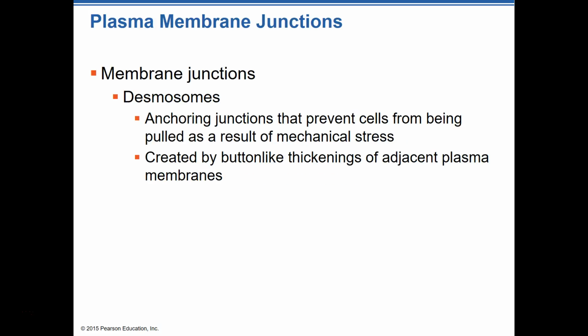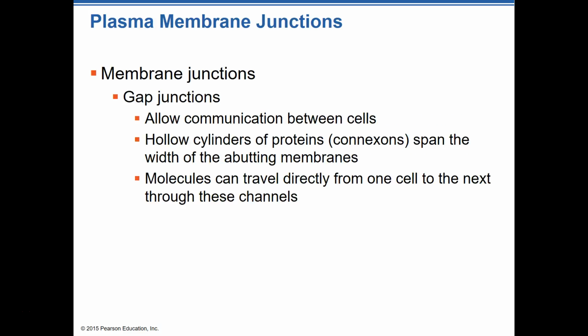Desmosomes are the anchoring junctions that prevent cells from being pulled apart as a result of mechanical stresses. It's a fibrous way that cells hold on to each other, so that instead of just the cell membrane sticking together, these desmosomes actually penetrate into the inside of the cell, kind of like finger or hair-like projections, and hang on. That's where we see a lot of stresses in the body, so they provide anchoring points to hold those cells together. And of course, gap junctions are primarily used as communication routes between cells.